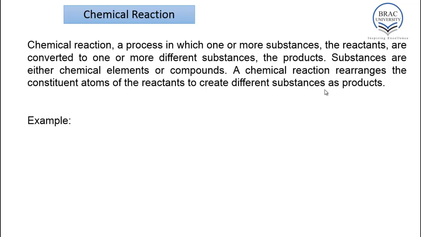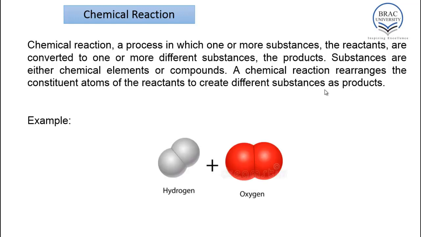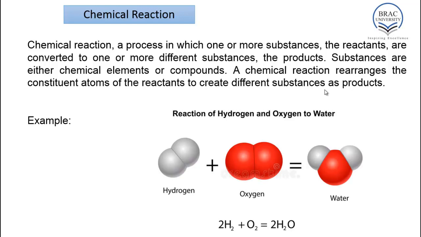Let's see an example of a chemical reaction. One reactant, hydrogen, reacts with another reactant, oxygen, and produces water. Here hydrogen is a reactant, oxygen is another reactant, and it produces a completely different product, water. How? Through molecular and atomic rearrangement of these reactant molecules. This is a process which is termed a chemical reaction.